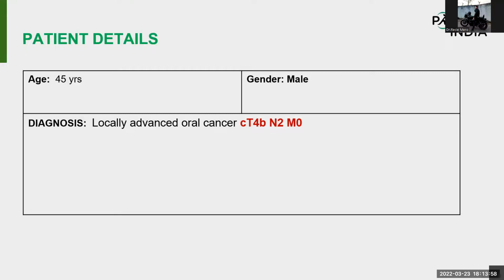Patient biographical data: age 45 years, gender male. Diagnosis: locally advanced oral cancer, T4B, a very advanced local disease where the tumor invades the prevertebral fascia, encases the carotid artery, or involves mediastinal structures, and two or three nodes are affected, and the cancer has not spread to distant sites. Next slide, please.